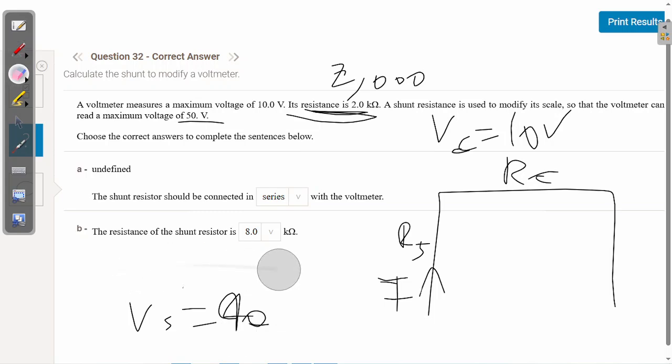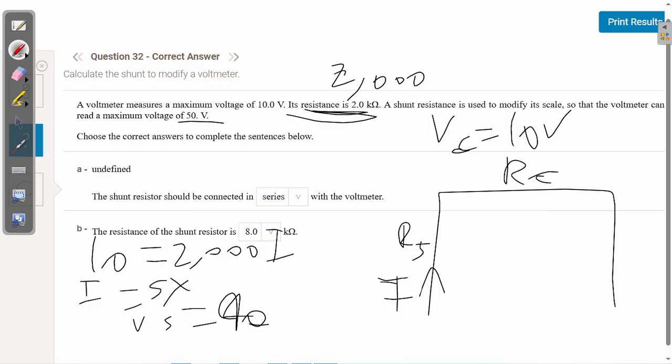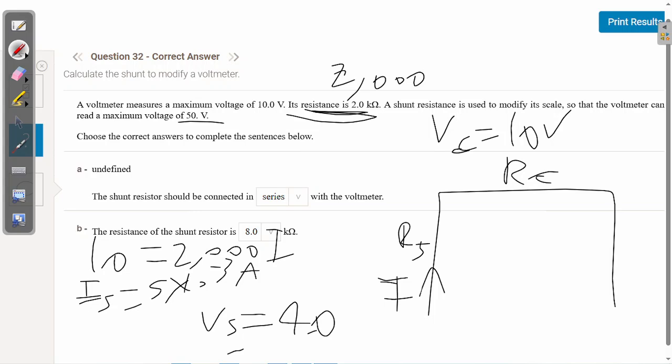Now, we know the current. Actually, we don't know the current. Let's find the current. We can find it from RC. So 10 equals 2000 I. So I will be equal to 5 times 10 to the negative 3 amperes. Now you know voltage of shunt is 40 and current of shunt is 5 times 10 to the negative 3.